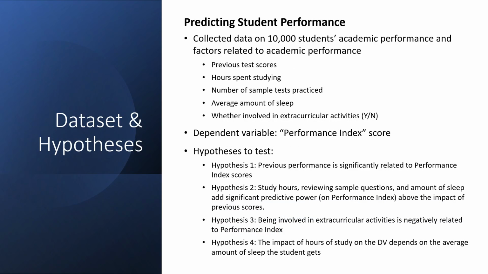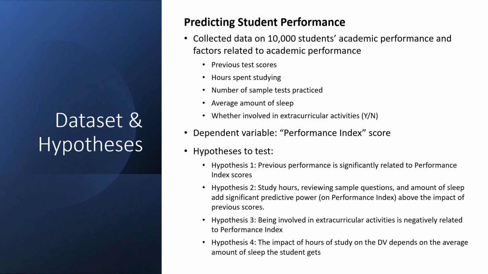So let's begin by giving you some context and background on the data set that I'll be using to demonstrate these analytics. I have a data set with 10,000 records in it that detail student academic performance in a number of different areas. The data set has, for about 10,000 students, their previous scores on a test, how many hours they spend studying, the number of sample tests that they've used to practice, the average amount of sleep that they're receiving, and whether or not they're involved in extracurricular activities. That's on a yes-no scale. So those are the independent variables in the data set.